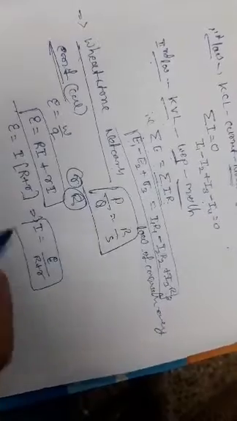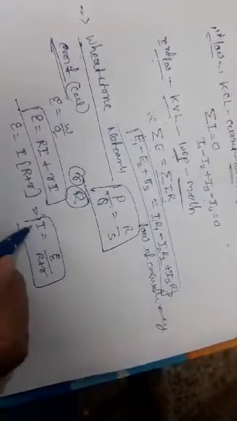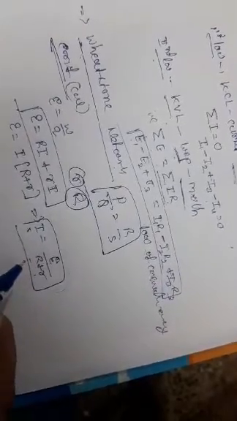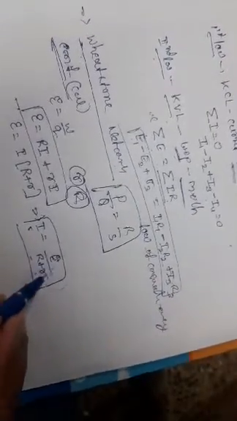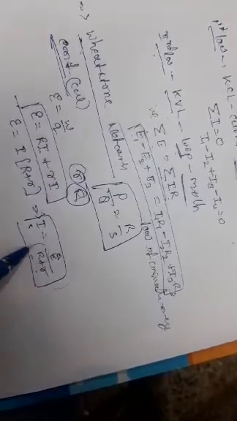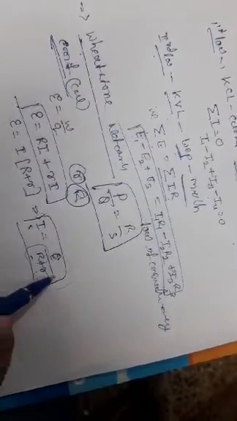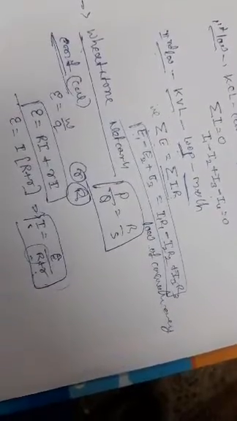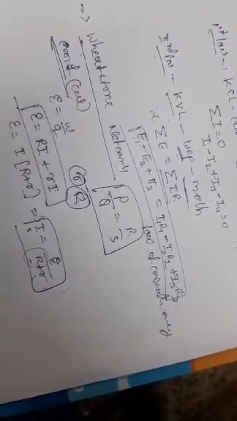This is the expression for current in a circuit: I is equal to E by R plus r. Here E is the EMF of a cell, capital R is the external resistance, small r is the internal resistance, and I is the current through the circuit. This is the concept. Okay?